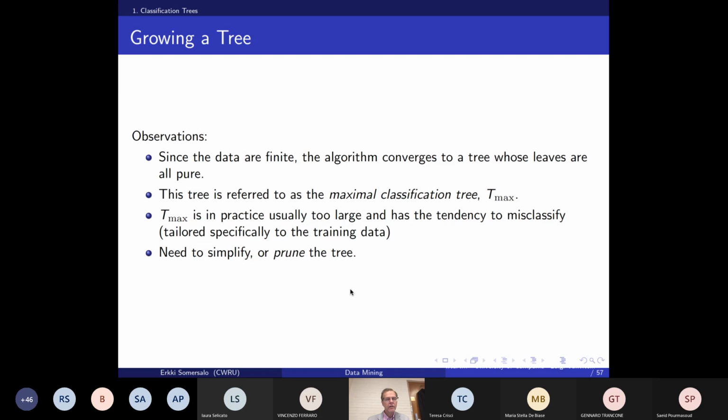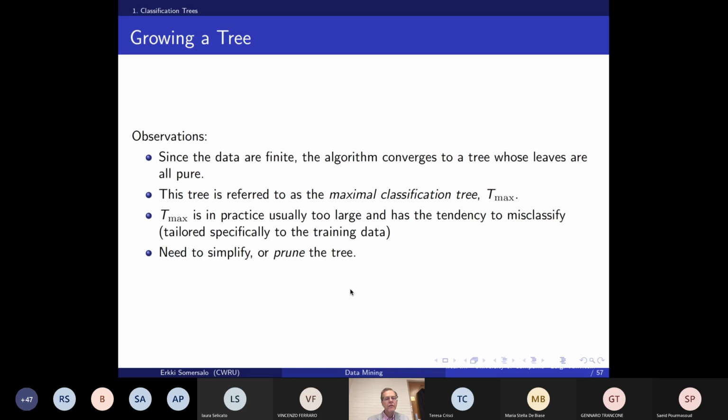And so how do we do that? There are basically 2 possibilities. Either you stop the growing of the tree at some point. You decide, okay, this is complicated enough, I won't create a tree that has, let's say, more than 200 leaves. So that's one possibility. The other recommended way is that you first grow the maximal tree, and then you do what is known as pruning. So you start cutting branches from your tree so that you get a smaller tree.